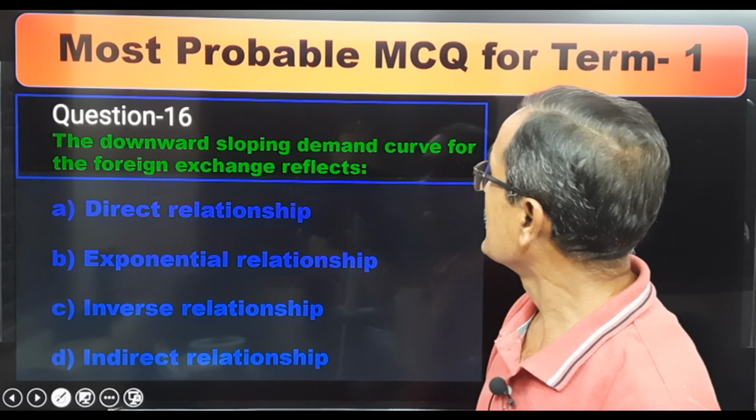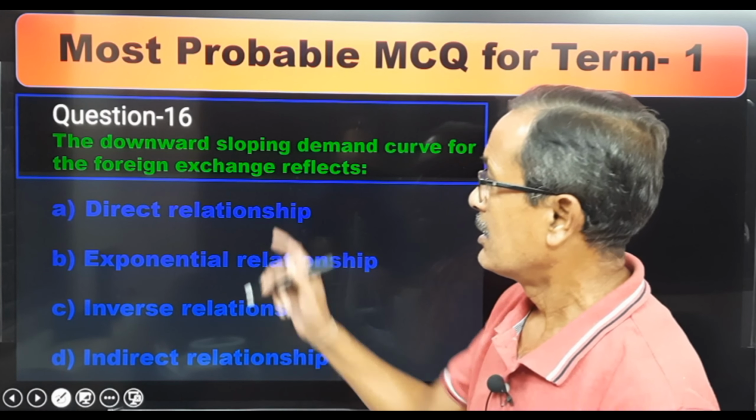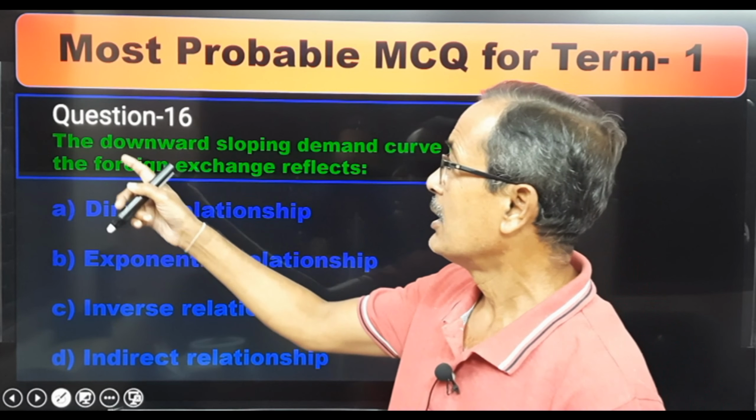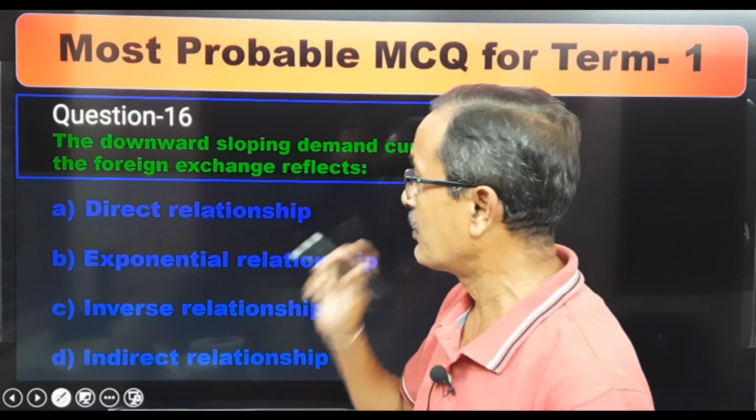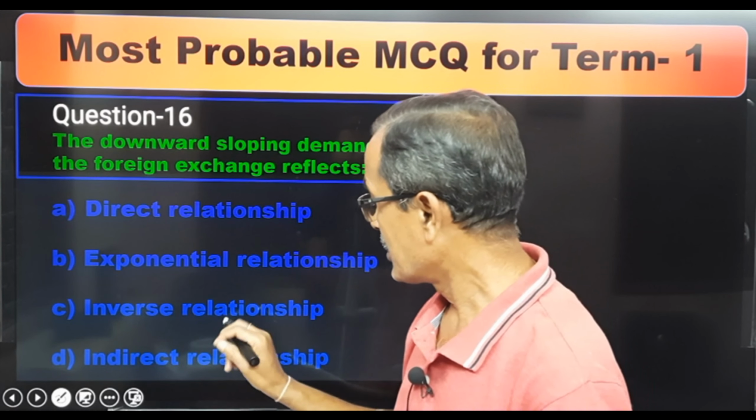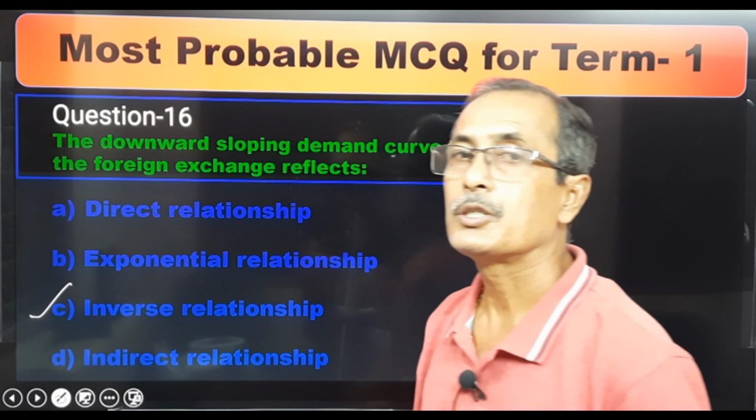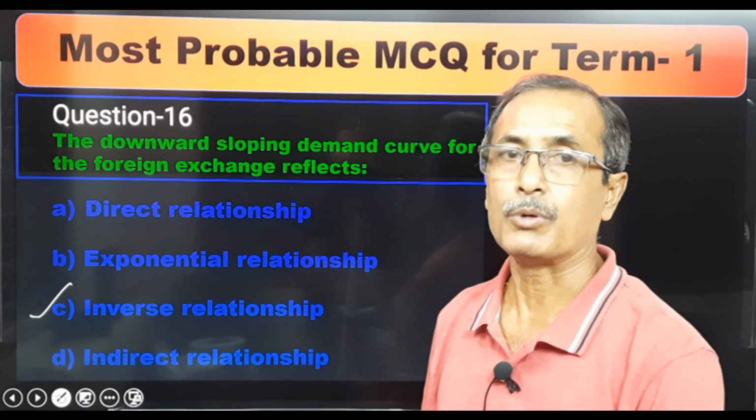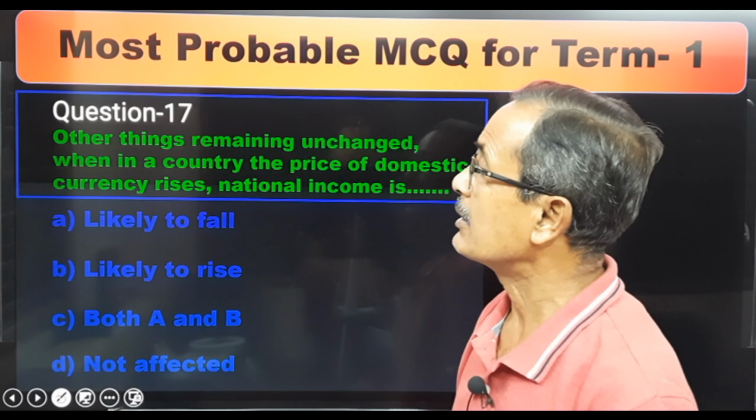The downward sloping demand curve for the foreign exchange rate reflects. I repeated the points there. The downward sloping demand curve for the foreign exchange reflects what? Direct relationship, exponential relationship, inverse relationship, indirect relationship. It will be inverse relationship, or sometimes it is called negative relationship also. Okay. Next is 17.